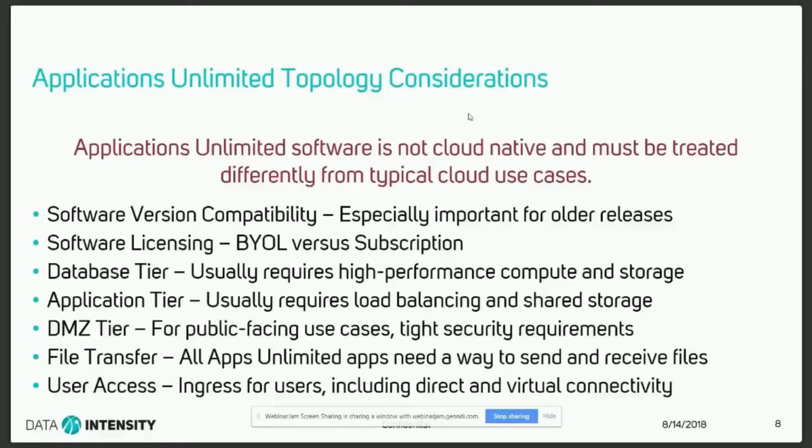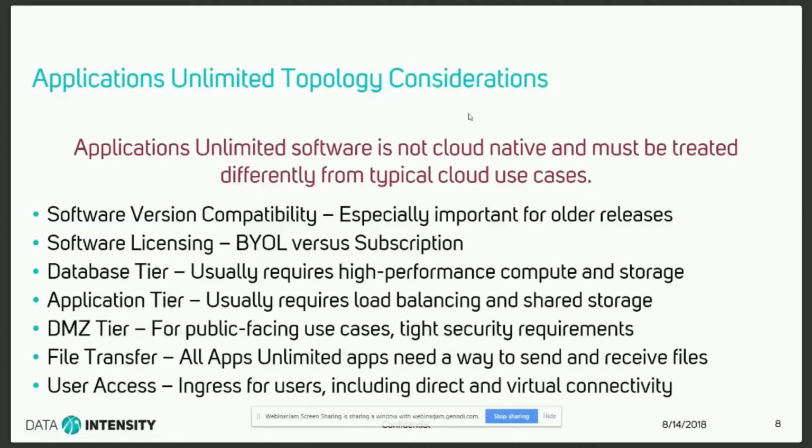3 tiers for a typical Applications Unlimited environment: the database tier and the application tier. Usually the web tier and the app tier are collapsed. Database tier usually requires high performance compute and storage, whereas the application tier usually has load balancing requirements and some level of shared storage. Many Applications Unlimited environments have some component that's exposed to the public internet, so that's a DMZ tier. Obviously, their security requirements are very tight. And then things like file transfer. So most Applications Unlimited, if not all, need some way to be able to send and receive files.